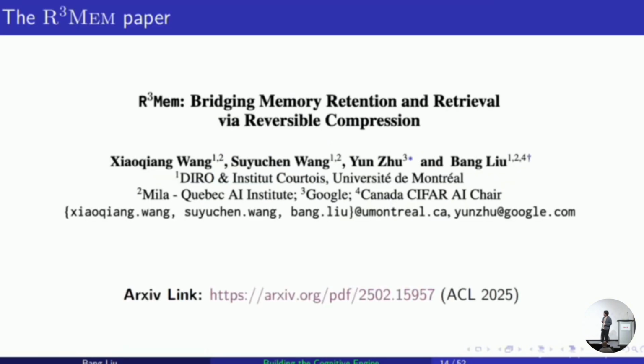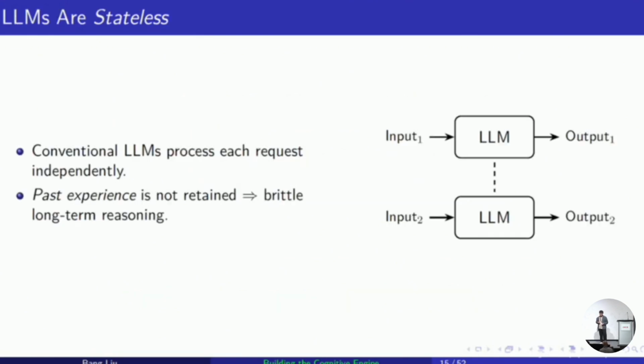This paper is also available on arXiv. It's adopted by ACL this year. It's called Bridging Memory Retention and Retrieval via Reversible Compression. So you can check it on arXiv online. Let me show you the core ideas here.